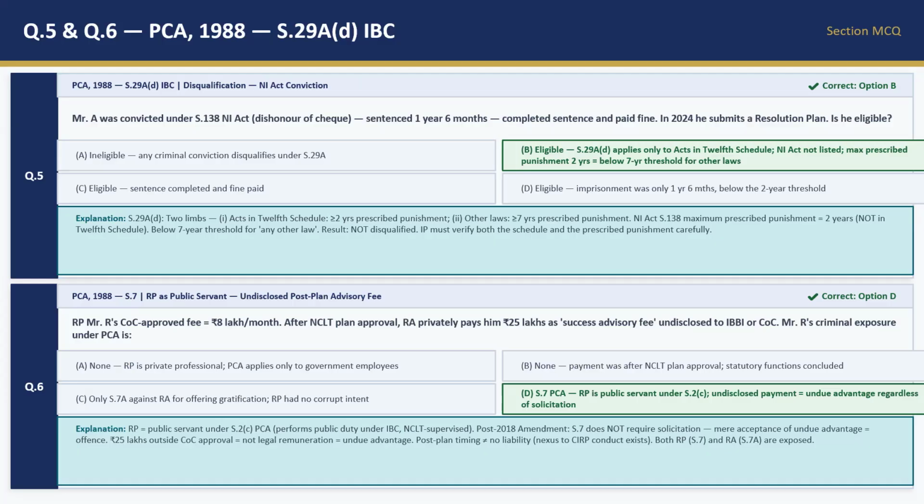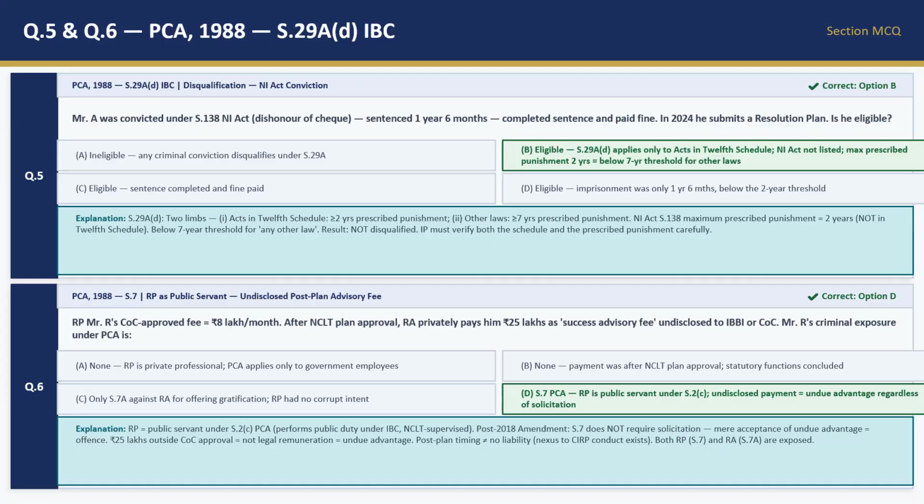Prevention of Corruption Act 1988. RP as public servant. Undisclosed post-plan advisory fees. So RP, Mr. R's COC approval fees was 8 lakhs per month, and after NCLT plan approval, RA privately pays him 25 lakhs as success advisory fees, which was undisclosed to the IBBI or COC.